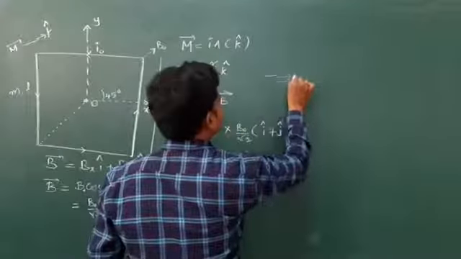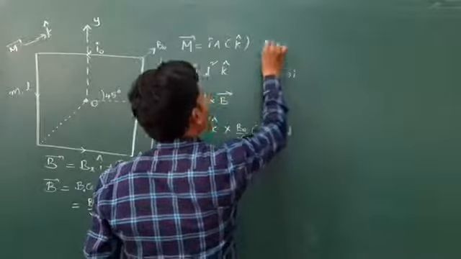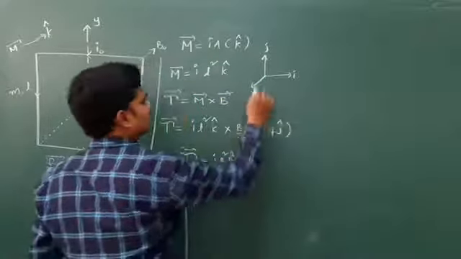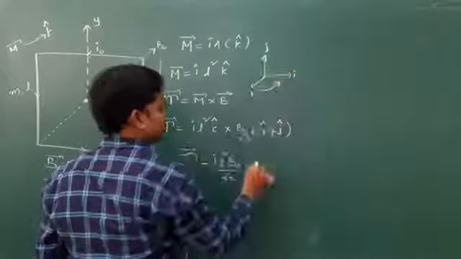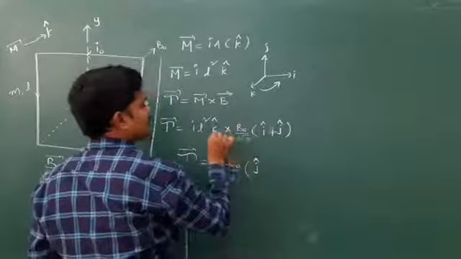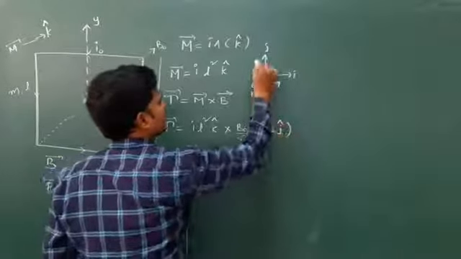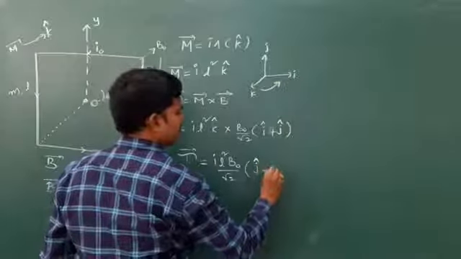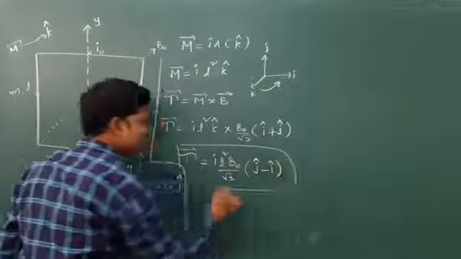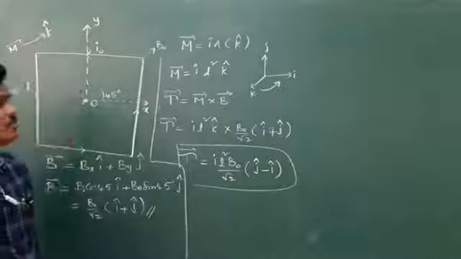So again see now this is i j k. So k cross i is j. Okay, and k cross j is minus i. So this is the torque. We can find the magnitude of the torque also.